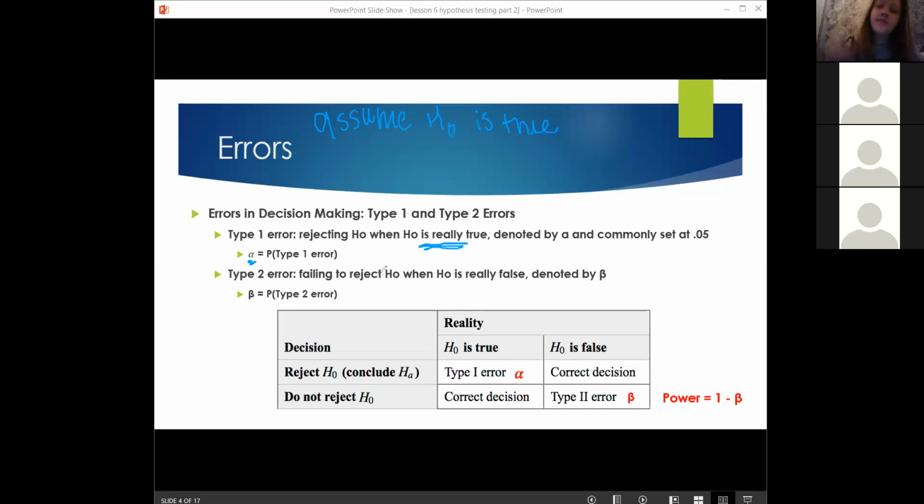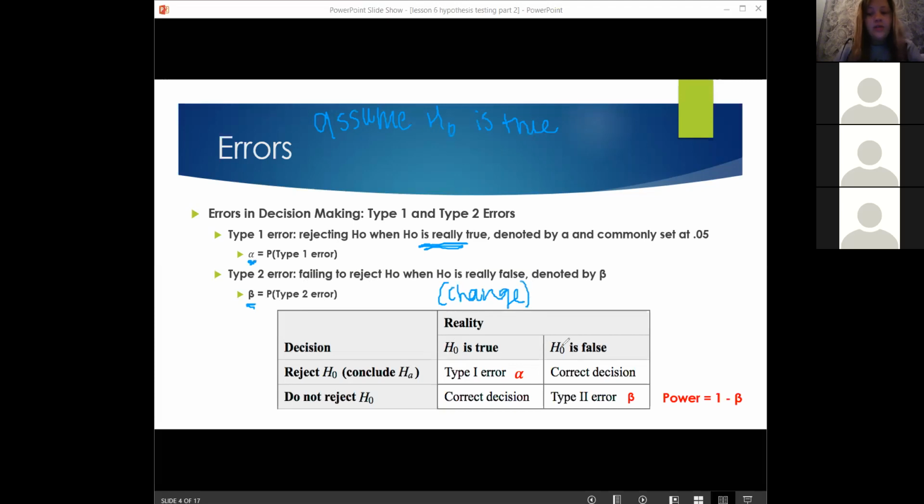And that's different from a type 2 error, where we fail to reject the null when actually the null is false. We denote that by beta. So type 1 error is alpha, type 2 error is beta. For a type 2 error, we fail to reject the null, so we're saying that there is no change when in reality there's some sort of change. The null is false, so that means that we have a change here.